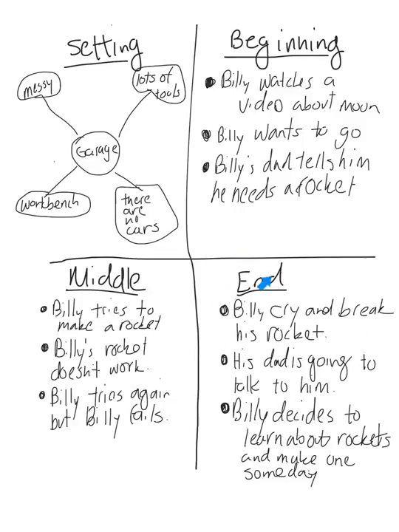So Billy cries and breaks his rocket. His dad talks with him, and Billy decides he's going to learn about rockets so that he can make one someday. And that's sort of going to be the flow of my story, right? This is really just a big sequence map of sequence of events from the beginning to the middle to the end. Okay? Beginning, middle, end.